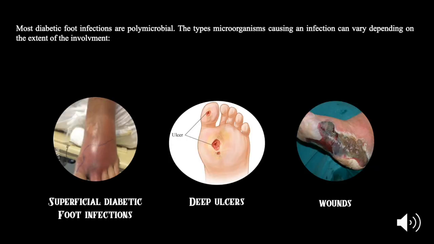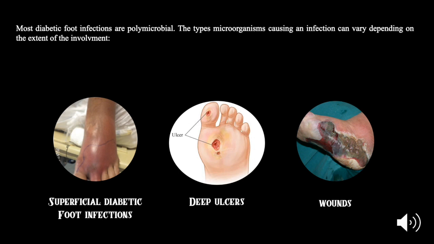Now, most diabetic foot infections are described as polymicrobial. The word polymicrobial means that more than one microorganism is causing an infection in a diabetic foot. The number of microorganisms causing these infections may reach up to 5 or 7 different organisms. The types of microorganisms causing an infection can vary depending on the extent of the involvement.